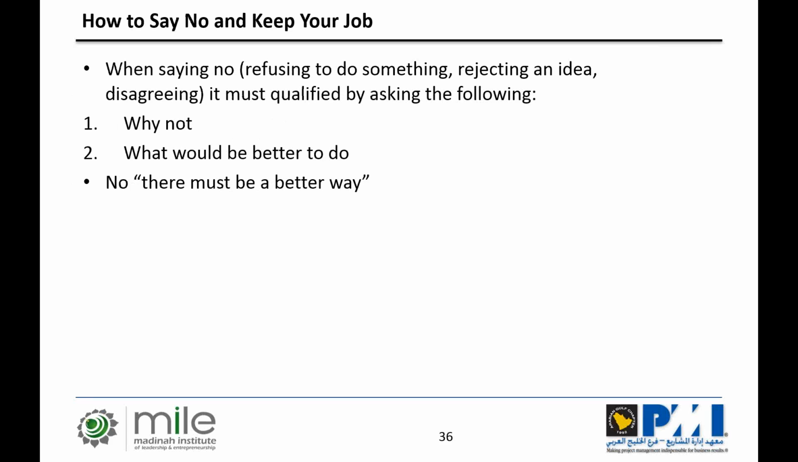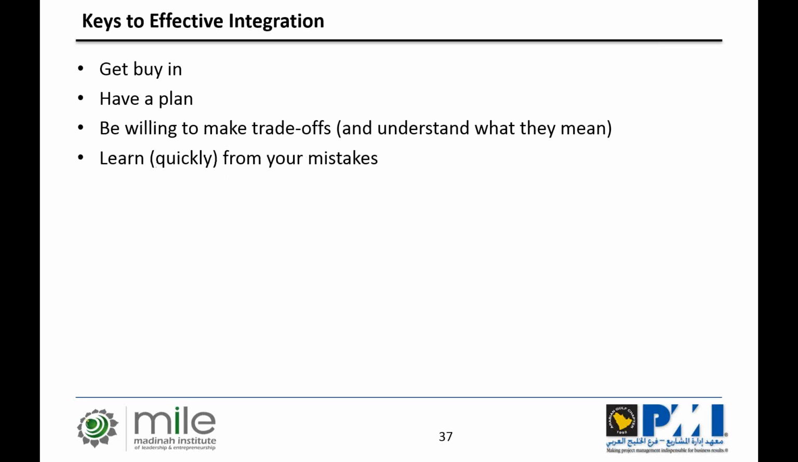One of the last things that I want to do is talk about the need to say no. As a project manager, many times we have to say no, but I want to make sure that when I say no, it's in context, because I don't want to just say no arbitrarily. So what does no mean? It means that you've got to say why not, and what would be better. You say, I don't want to do this. Why not? Because I think there's a better way. Really? What is the better way? Don't just tell me there must be a better way. So, effective integration: get the buy-in. Have a plan and get the buy-in for that. Be willing to make trade-offs, because it's not a perfect world, and learn quickly from your mistakes.